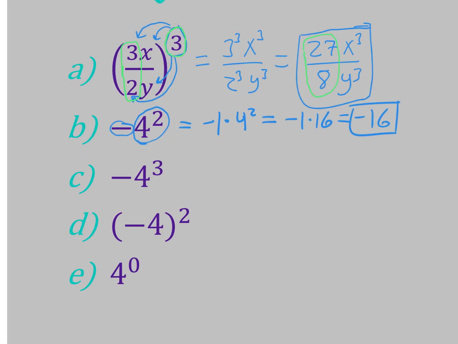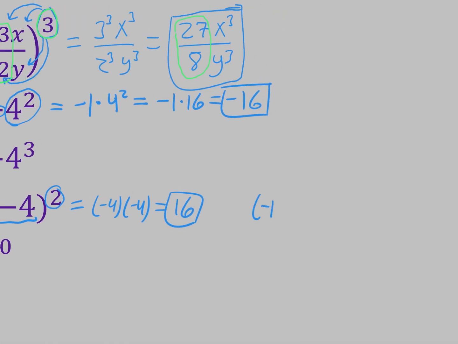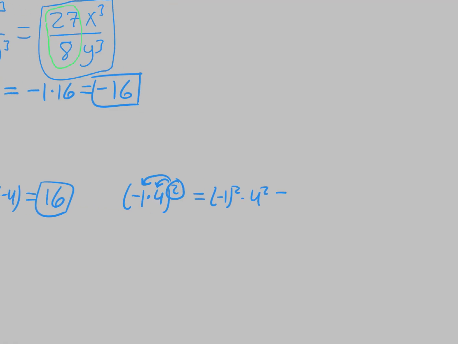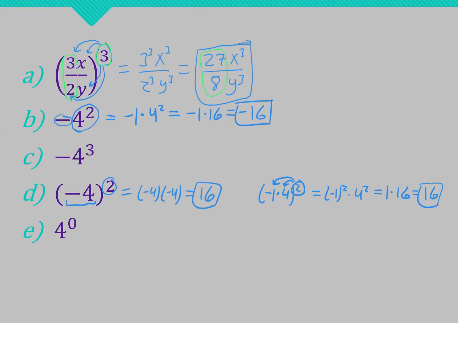But if you look at example D, this entire thing is your base, and it's being raised to the second power. So I'm saying -4 times -4 here, which is +16. If you want to think of it the same way with the -1, right? Let's do -1 times 4 to the second power. I know that I can distribute exponents to each factor. So this is going to be -1 squared times 4 squared. But -1 squared is just +1. So I get 1 times 16, +16. No matter which way you think about it, you're going to get the same answer. All right, so just an important concept for you to understand.